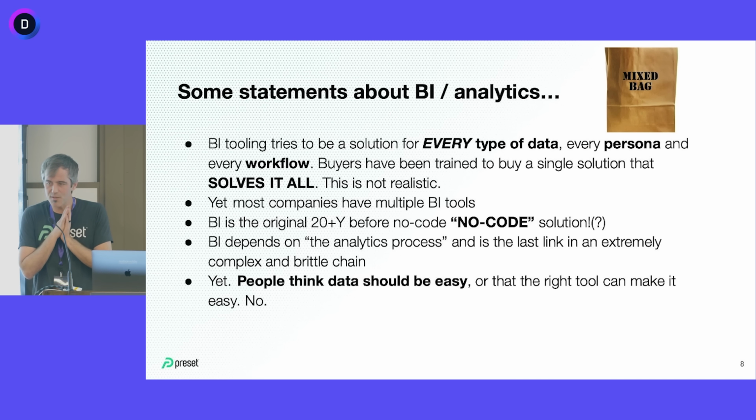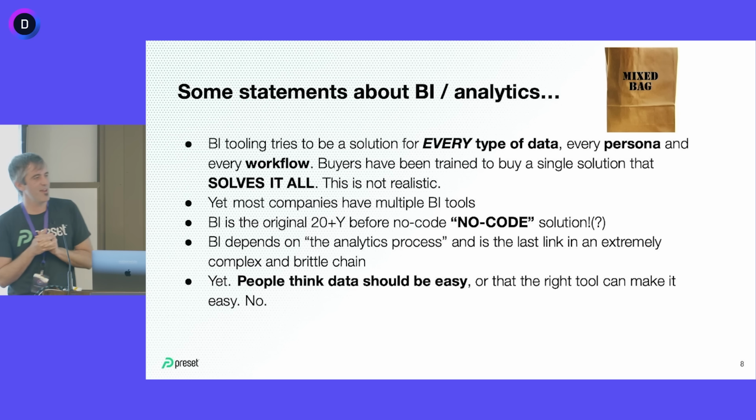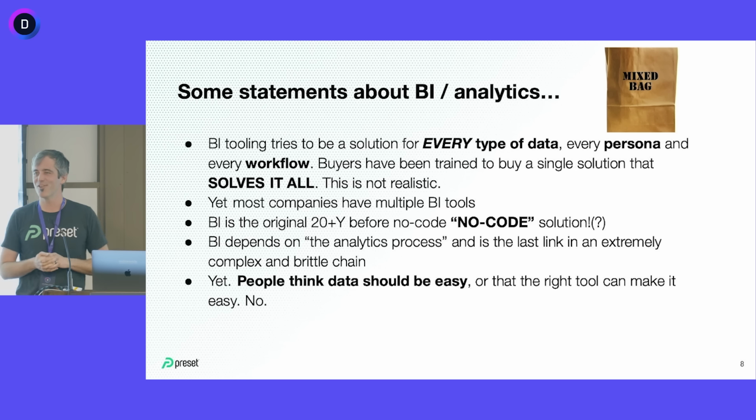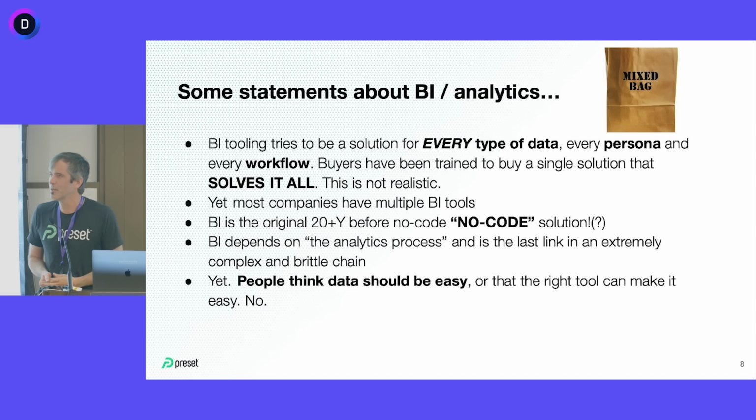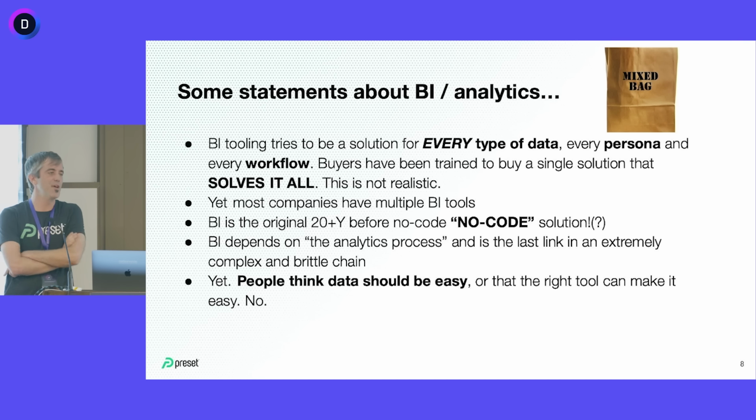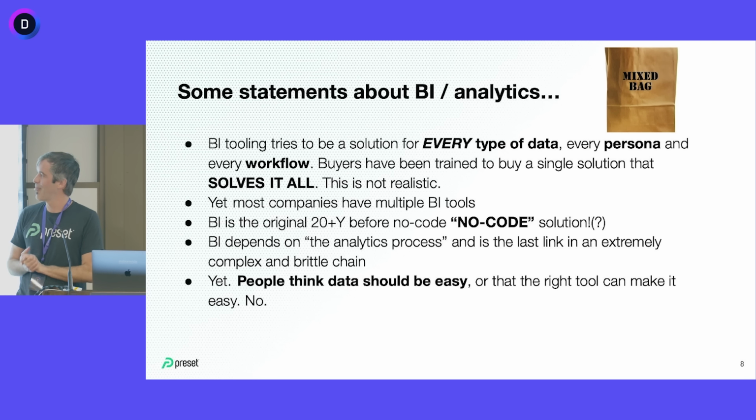All right, so some statements. There are some things I wanted to say that didn't really fit into the past or the future, so maybe that's more of the present. Those are just statements of things that are interesting about business intelligence. The first one is that BI is kind of unique in that it's trying to be everything for everyone. It works for all types of data, it works for every persona, and it should work for every workflow. I'm not sure if that's realistic.